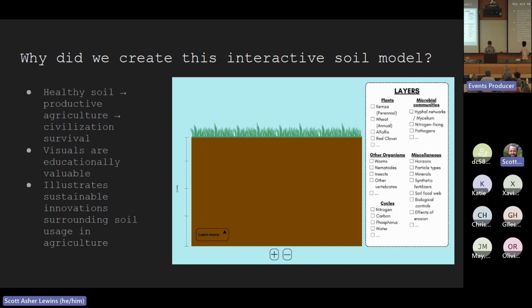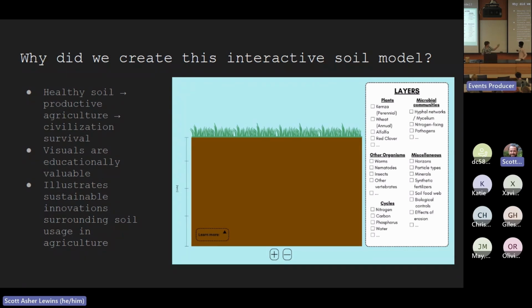As our professor reinforced to us, civilizations are dependent upon agriculture, and in the same way, agriculture is dependent upon healthy soils. And so, therefore, we believe that the increase of public knowledge about soil health and the life in soils is vital to the future of our global society and ecosystem.